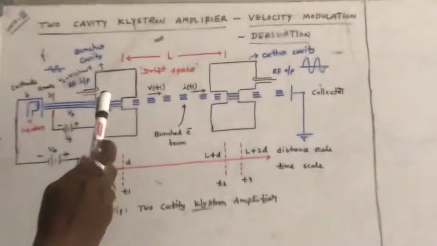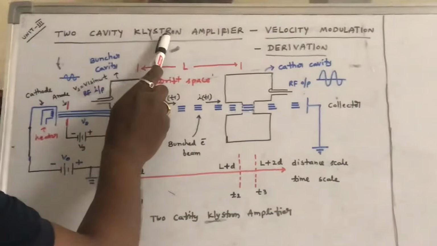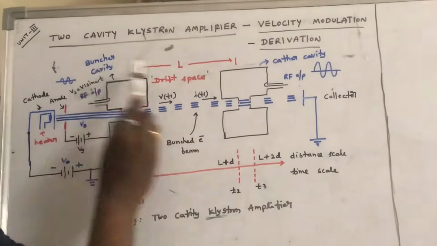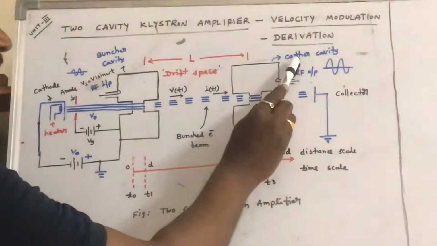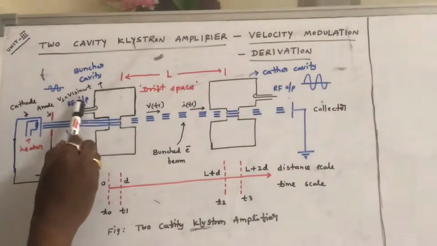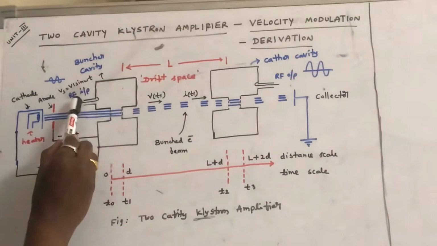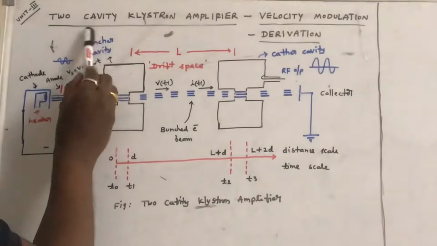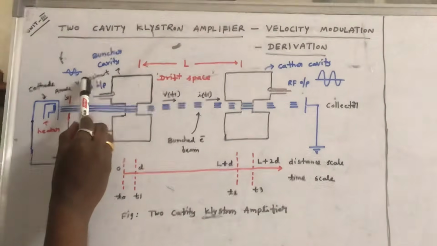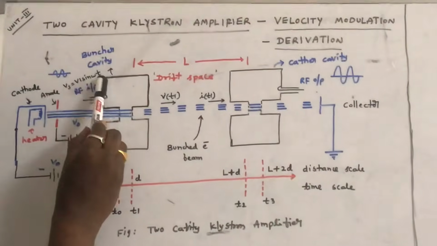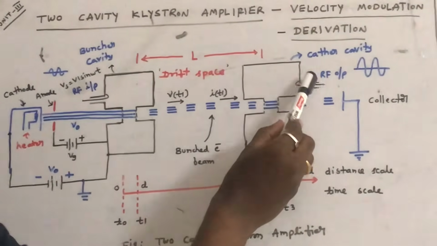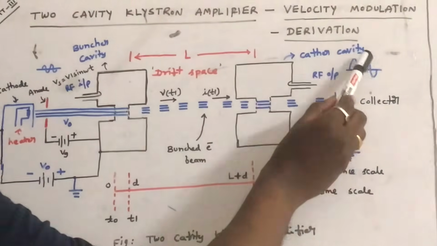It consists of two cavities, that's why it is called a two cavity Klystron. This is called the buncher cavity, and this is called the catcher cavity. Because it is an amplifier, the signal which is to be amplified is given to the buncher cavity. Here you can see the RF input, Vs equals V1 sin omega t. Now this amplified signal is taken out of the catcher cavity.